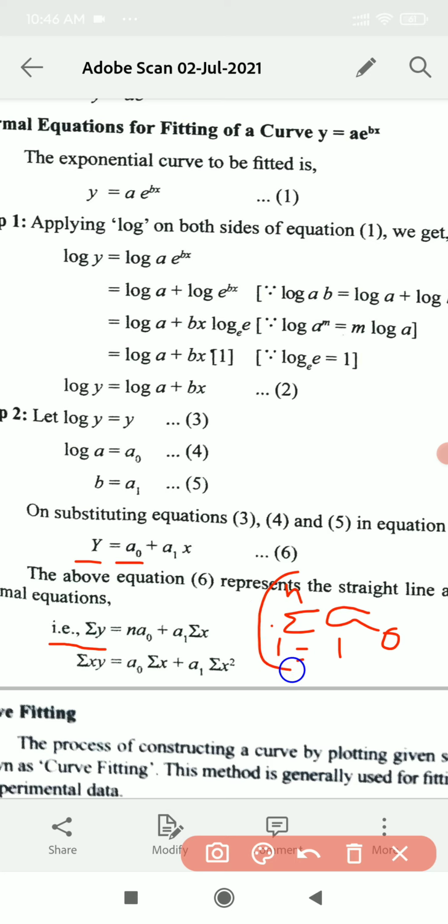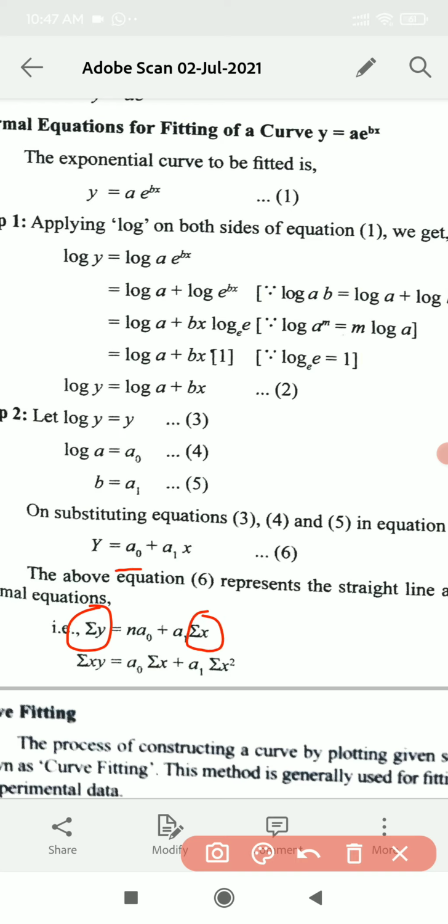To remove this summation, you just put this n which is above. So it is n a naught plus a1 summation x. Summation you can put for a variable. That's why you are putting summation for y and x. A naught is a constant, it is not a variable. That's why you are removing that summation and writing n. If you remove this summation, you have to write this n over here. So that is the first equation you got, where you put summation on both sides.